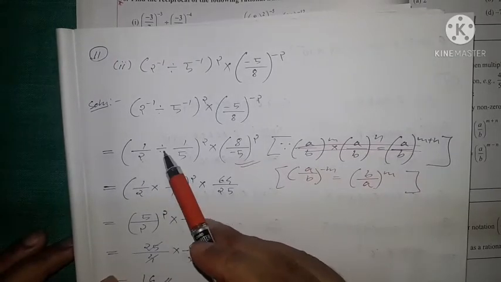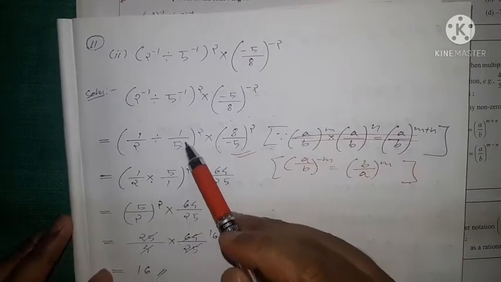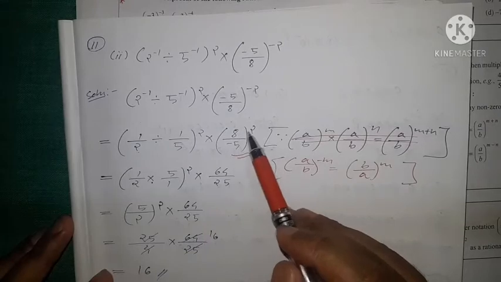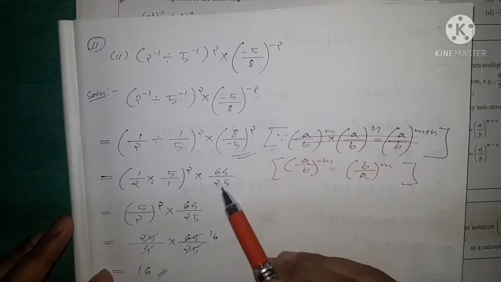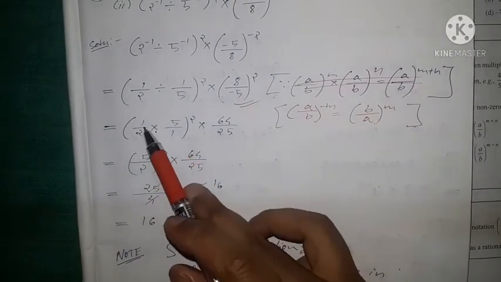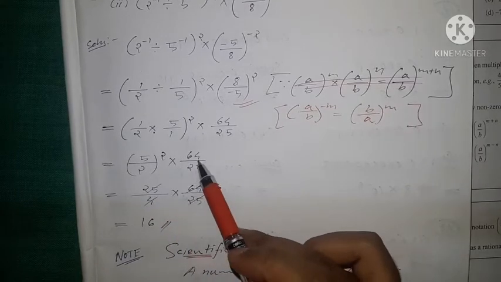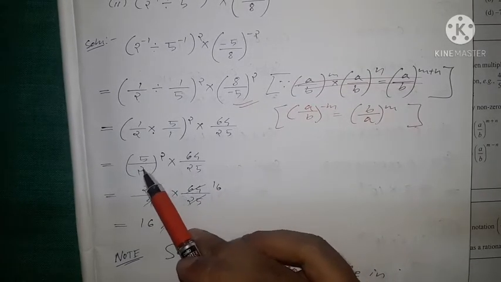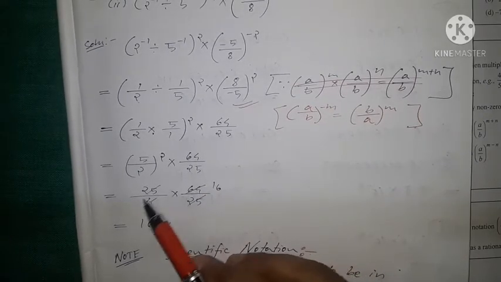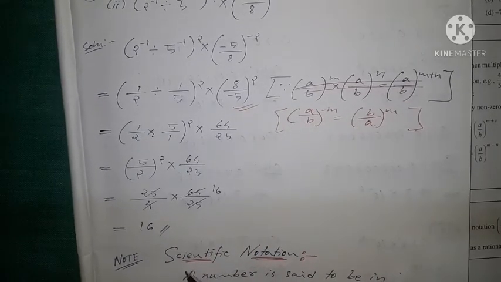Then 1 by 2, this division sign again becomes multiplication, then this is interchanged, that is 1 by 5 becomes 5 by 1 whole square into this 8 square is 64 and minus 5 whole square is equal to 25. So therefore this 1 into 5, 5, so 2 ones are 2, therefore (5/2) whole square into 64 by 25. Again 5 square is 25, 2 square is 4, into 64 by 25. So after cancelling we get 16. So 16 is the required answer.